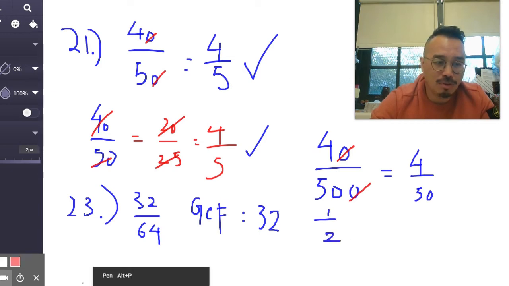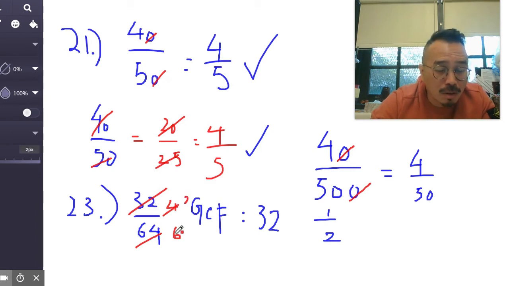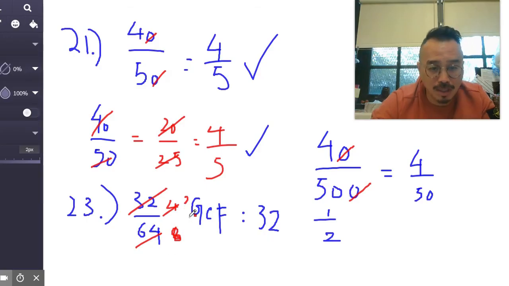Now, let's say you thought it was 8. So your 32 divided by 8, that's 4. 64 divided by 8, that's 8, right? You see that? They're still both even numbers, right? So you can reduce it by 2 again. Wait, did I just do something wrong? Oh, 8. This is 8. That's why. 4 over 8. So again, the greatest common factor between 4 and 8 is 4. So you could get 1/2.